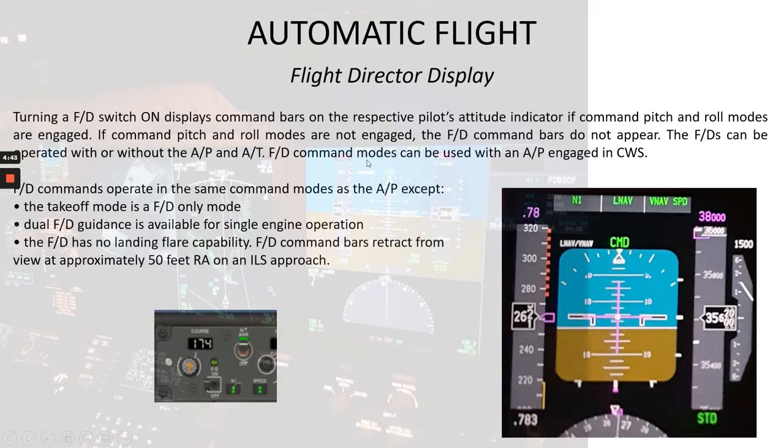Flight director command modes can be used with an autopilot engaged in CWS. Flight director commands operate in the same command modes as the autopilot, except the takeoff mode is a flight director only mode. Dual flight director guidance is available for single engine operation. The flight director has no landing flare capability. Flight director command bars retract from view at approximately 50 feet radar altimeter on an ILS approach.